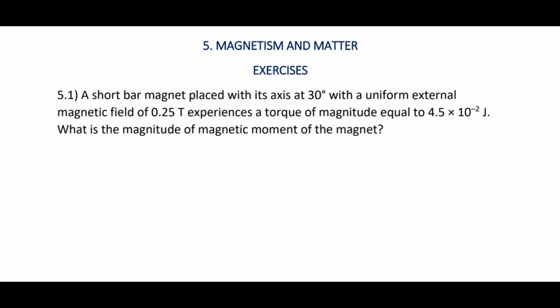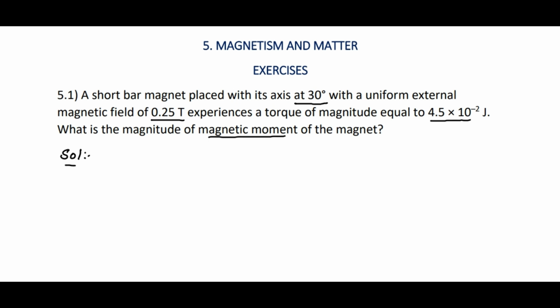A short bar magnet placed with its axis at 30 degrees with a uniform magnetic field of 0.25 Tesla experiences a torque of magnitude equal to 4.5 into 10 power minus 2 joule. What is the magnitude of the magnetic moment of the magnet?